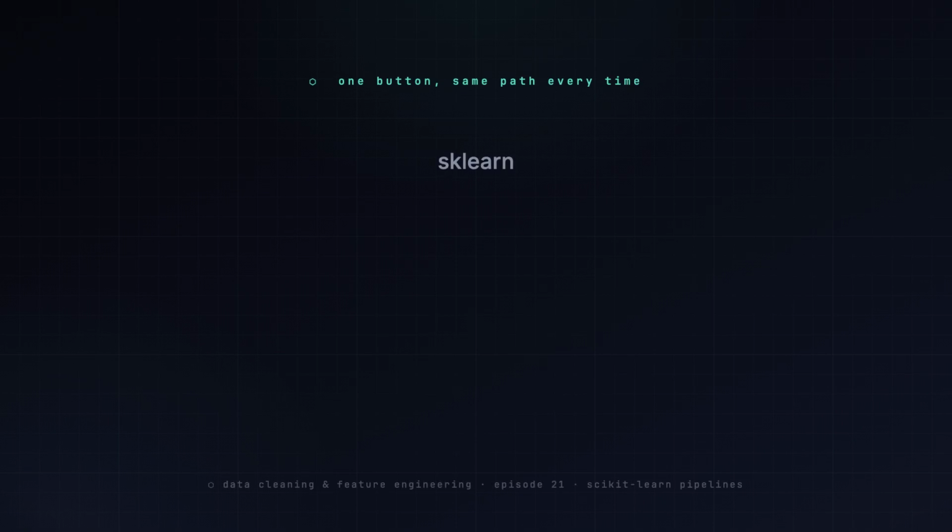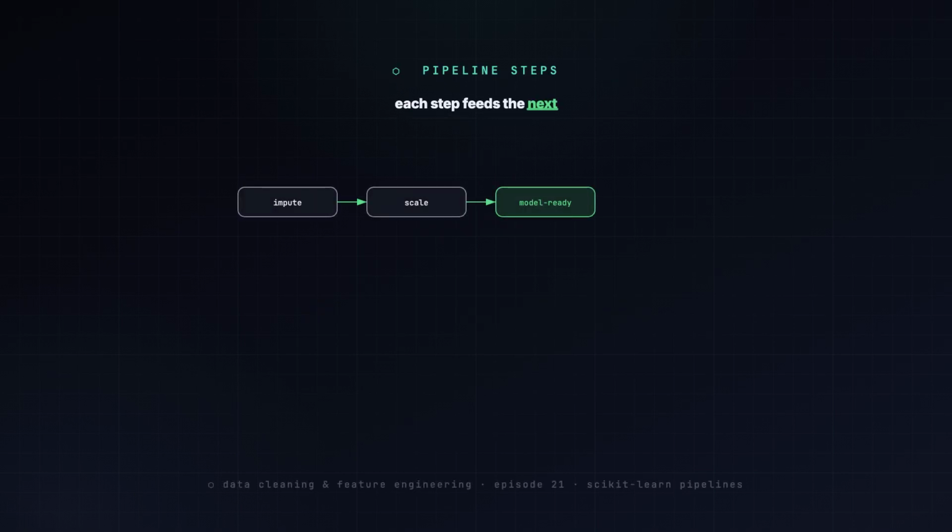Last stage we ranked features and cut the noise, but we've been chaining impute, encode and scale by hand every single time, and one slip leaks the test set. Today we put the whole chain inside one object. A pipeline is just a list of named steps. Step 1's output becomes step 2's input. Nothing skips the line.